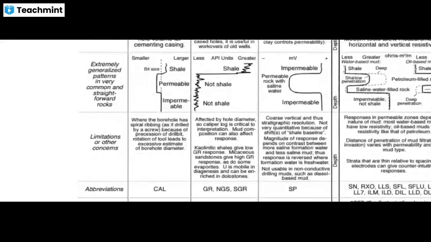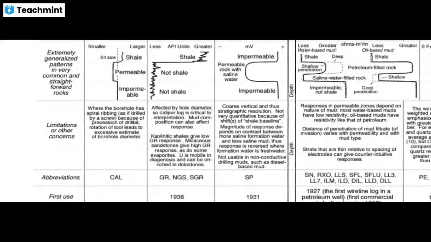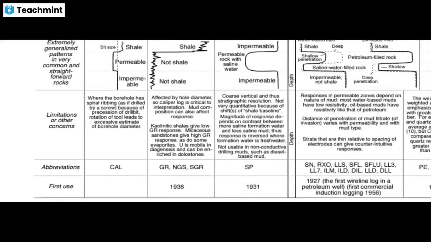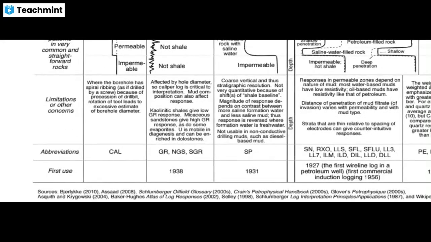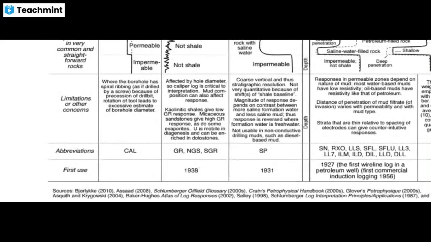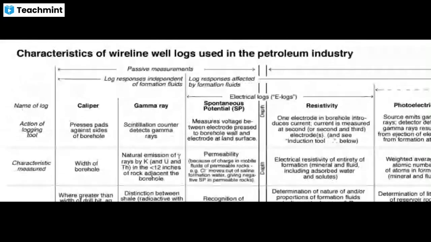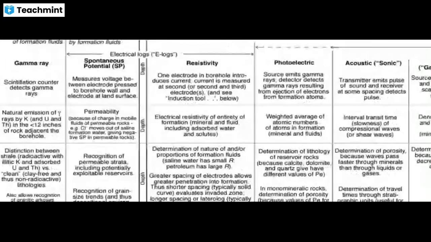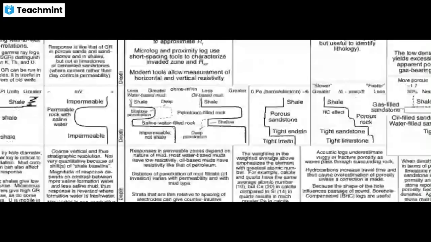Then you can see the static forwarded rocks also shown here. Then limitations and other concerns. So the observation is shown for CAL, GR, NGS, SGR. SP means spontaneous potential. This one was first observed in 1931 and 1938, that is spontaneous potential. Then other resistive measurements are also shown here.